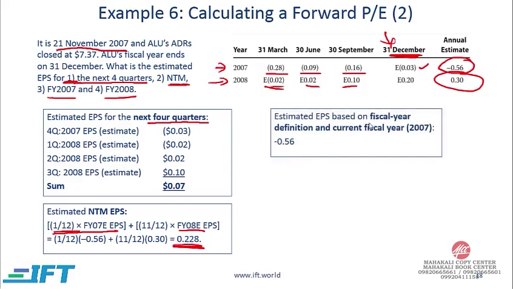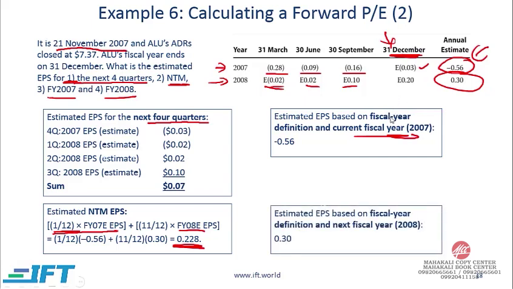Then the third one is estimate based on fiscal year definition and current fiscal year. The curriculum makes this slightly complicated when you look at their explanation, but if we are saying the definition is fiscal year 07, then just take the fiscal year 07 number, minus 0.56. And finally, estimated EPS based on fiscal year 08, there you simply take 0.3. So once you understand what's going on, it is straightforward, but look at how this has evolved since level 1. At level 1, you just said, okay, it's the EPS in the future, but now you recognize that it's important to understand the exact definition of the future in this context.